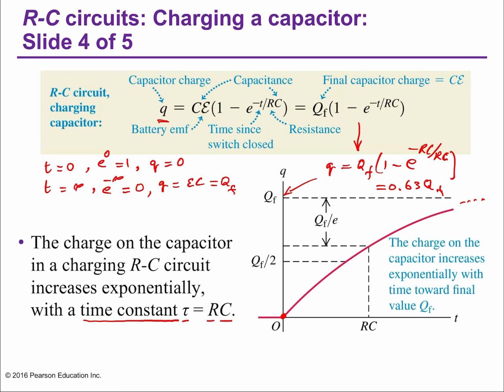In other words, we can define the time constant as the time taken for the charge on the capacitor plate to reach 63% of the final value. And that on the graph is that point. That is in fact 0.63 of the final charge. So I draw a horizontal line and find the intercept at that point, and then drop a perpendicular. You find that on the time axis you can denote one time constant, RC.